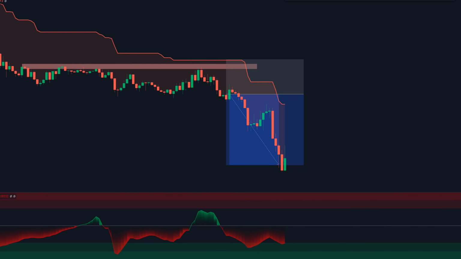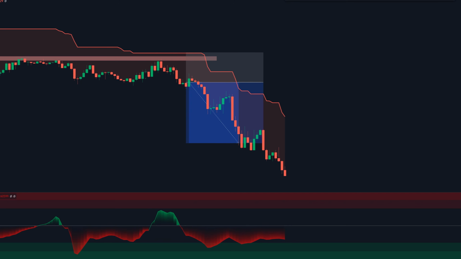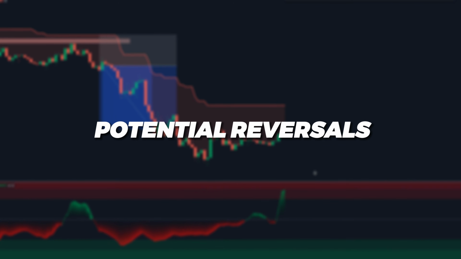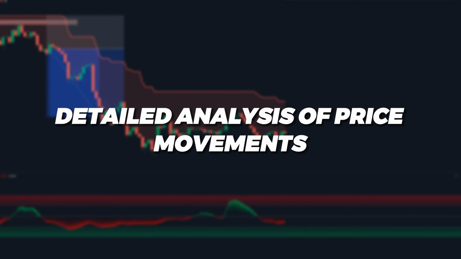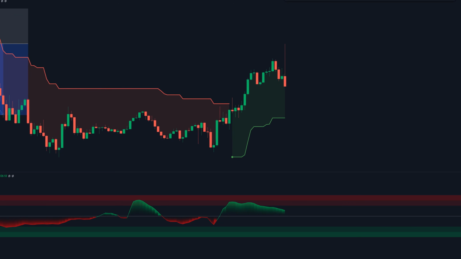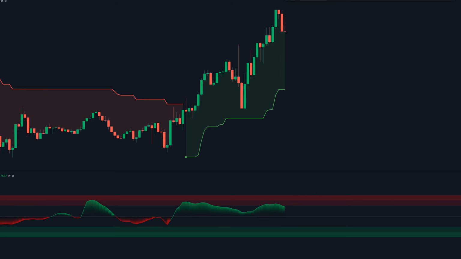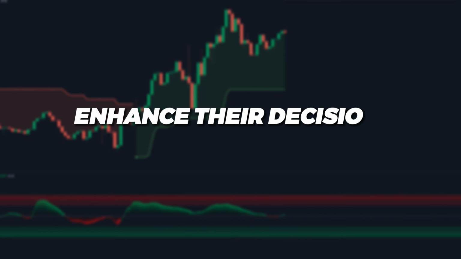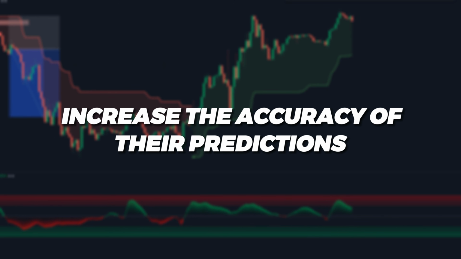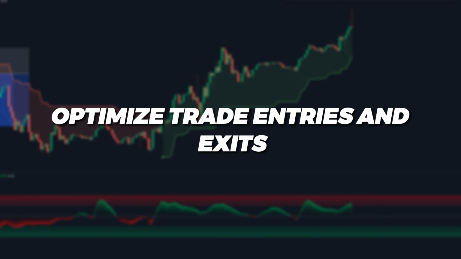In summary, the moving average oscillator is a powerful tool that can be used to identify market trends and potential reversals through its detailed analysis of price movements. By combining this indicator with other technical trading tools as well as price action strategies, traders can enhance their decision-making process, increase the accuracy of their predictions, and optimize trade entries and exits.